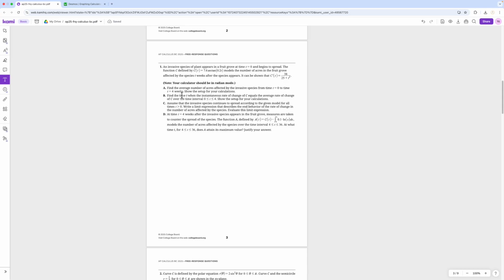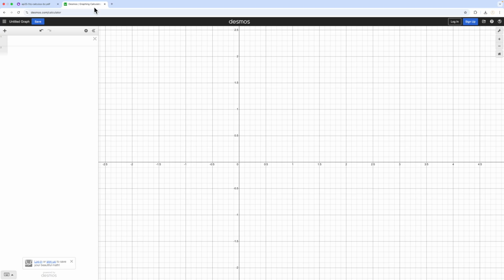So, in question 1 part A, we have to find the average number of acres affected by an invasive species from time t equals 0 to t equals 4 weeks. So what's our setup going to be? Well, C of t defines the amount of acres affected by an invasive species at a given time. So what we're going to do is integrate C of t from 0 to 4, and multiply it by 1 over the start bound minus the end bound. Actually, the end bound minus the start bound.